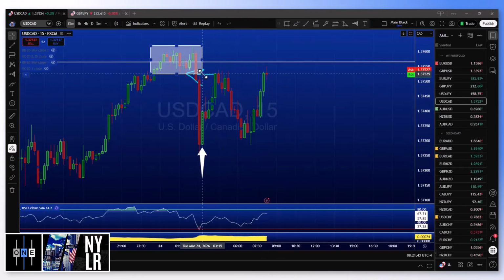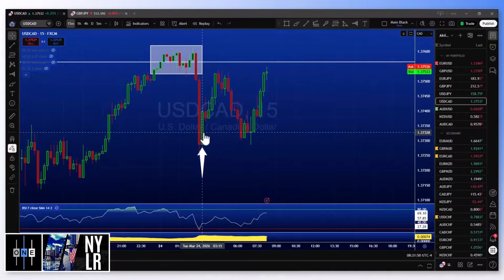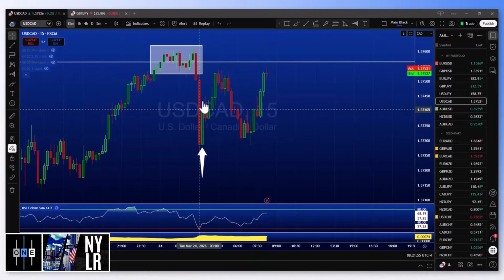So this is an inside bar, not this, but this, right? Because this bar completes completely within the range of the previous bar, which is a pretty easy one because this bar has a pretty big range on it.